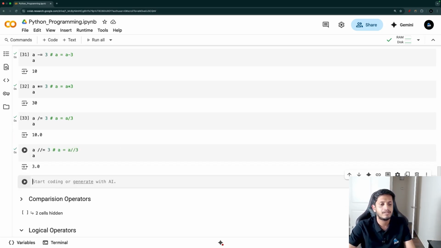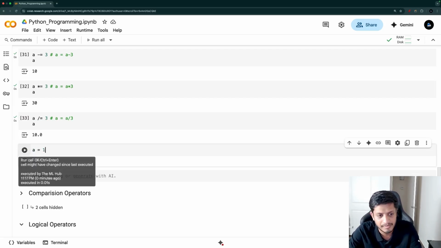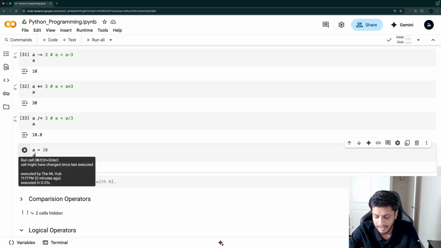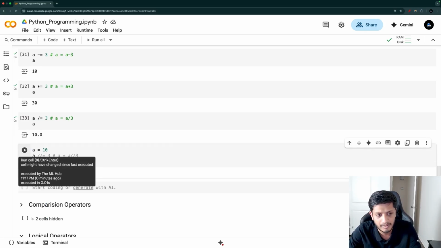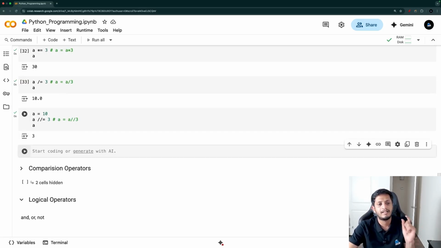Now here see, initially a was not an integer. Let's make a an integer again, and if I say a floor-divide equal to 3, so what will happen? 10 by 3, and we will only take the integer part, and the integer part is 3 here, okay. And the last one is exponent, okay.